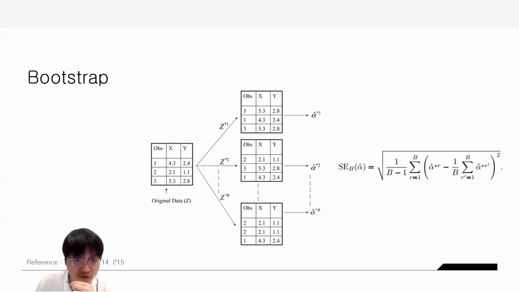And from each bootstrap data set, we can calculate the statistic of interest, called alpha hat. Then we can calculate the standard error of the original estimate throughout these B bootstrap estimates, using the B bootstrap standard deviation through this formula.